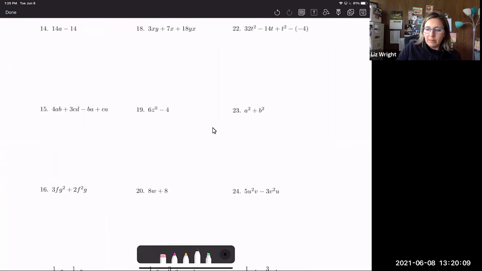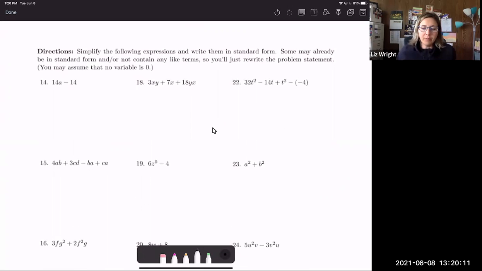So number 15, and let me read the directions to you first. It says, simplify the following expressions and write them in standard form, meaning alphabetical descending order. Some may already be in standard form or not contain any like terms, so you'll just rewrite the problem statement. You may assume that no variable is 0.